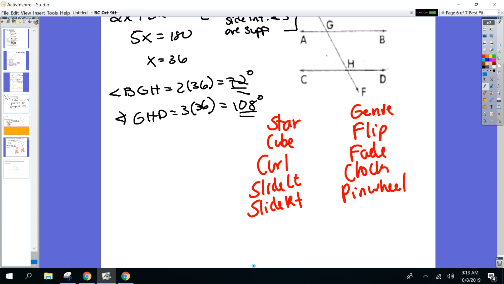Star. Cube. 2 for the cube. Curl. Slide left. Slide right. Genie. Flip. Fade. Clock. Pinwheel.